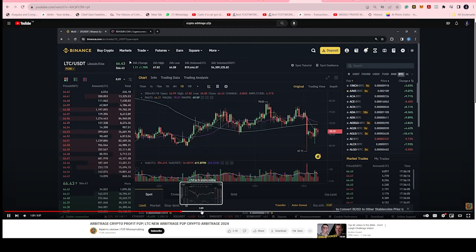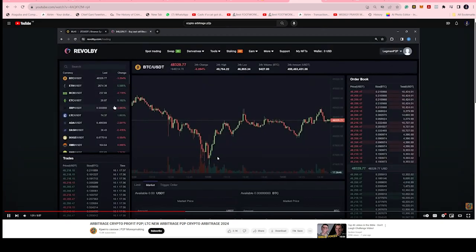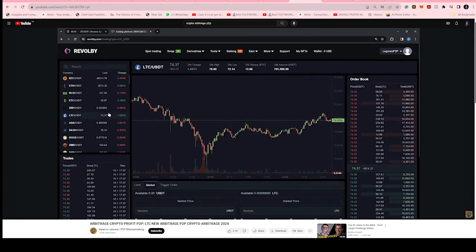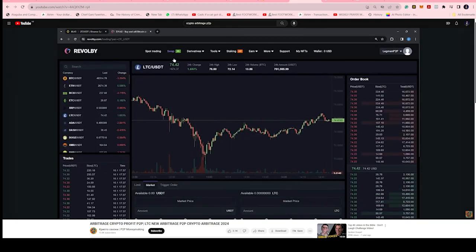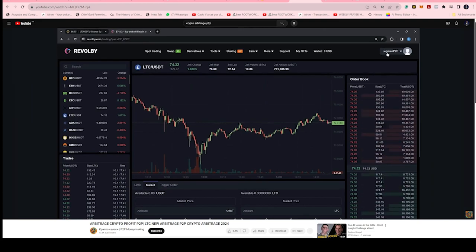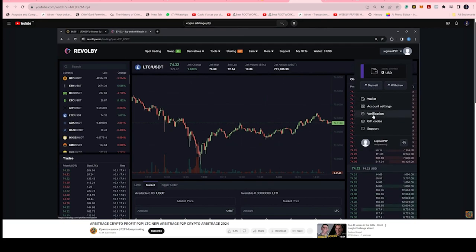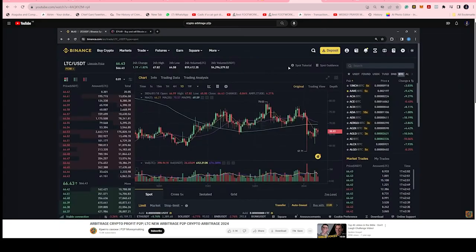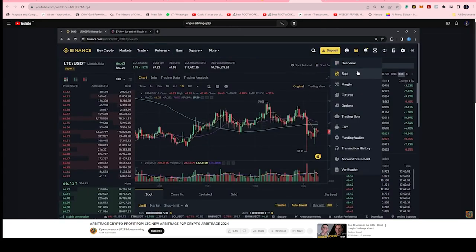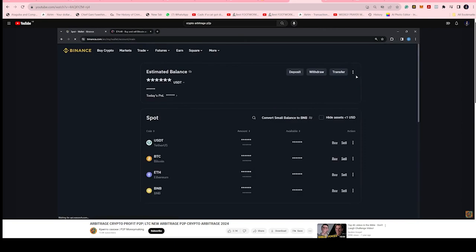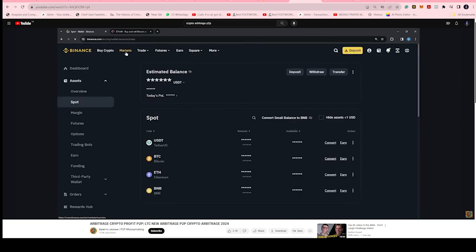See the Litecoin value of $66.43. Then we go to the Revelby exchange, also select the spot trading section, and make sure that the price of Litecoin here is higher than on Binance, namely $74.42, which is about 9% of the difference, and so the profit per round. You also have the opportunity to make verification, but in our case, it is optional. Next, we buy Litecoin on the exchange Binance for the amount available to us. In my case, it is $15,000.